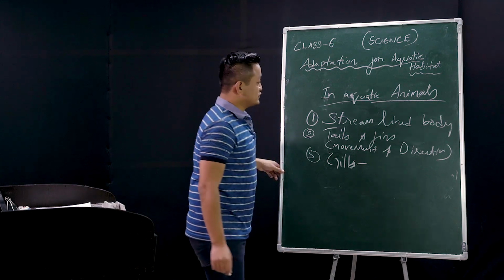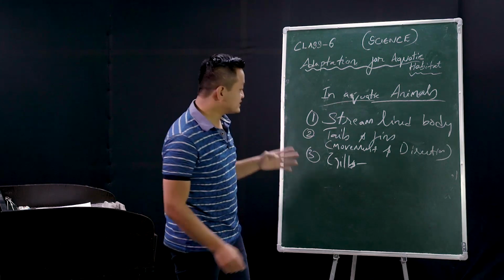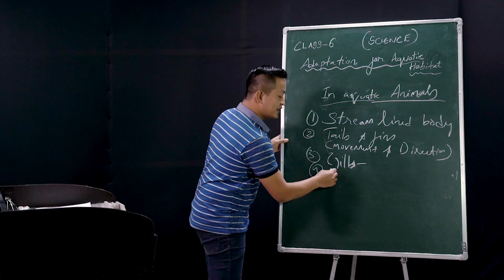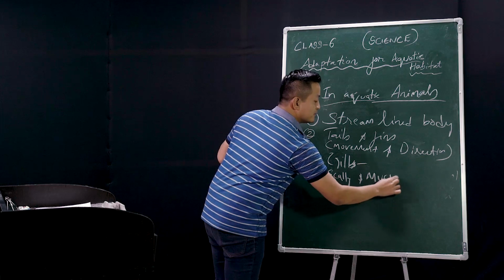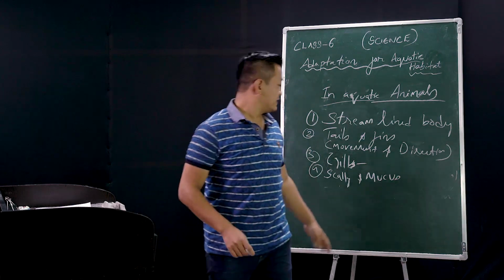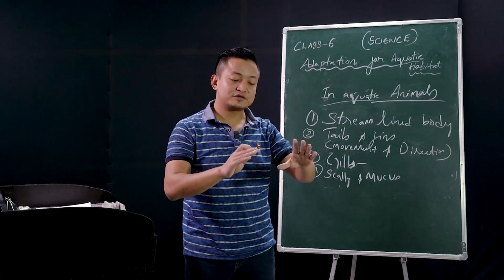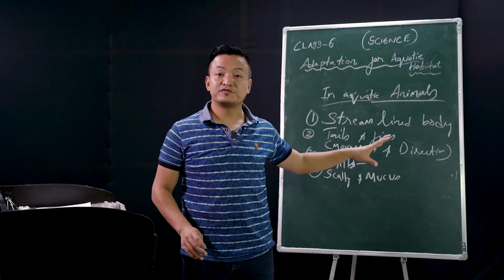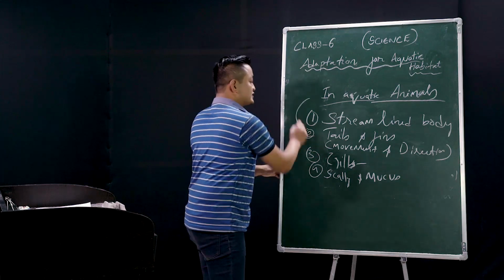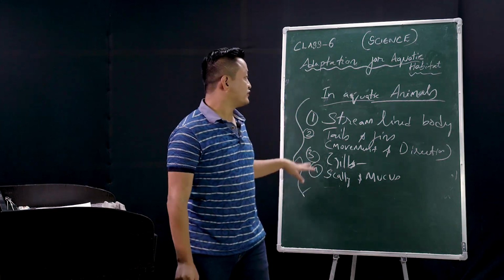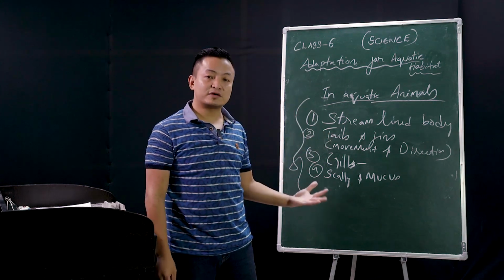Okay, so streamlined body, tails and fins, gills, and the next important feature would be they are scaly and mucus. Clear? The presence of this scaly and mucus on their body is because these are waterproof. It makes them water resistant. Clear? Okay, so these are the 4 important properties of adaptation for fish to survive inside the water.